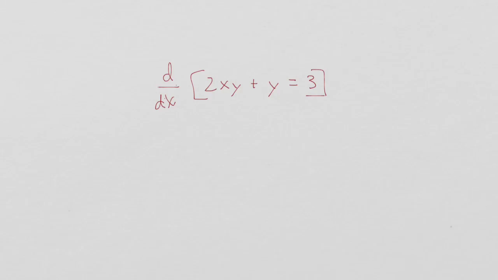Okay, so let's take the derivative of 2xy plus y, which equals 3. This, again, reminds us to take the derivative. That means take the derivative with respect to x. So this is going to get a little bit weird. When we take the derivative of 2xy, we need to use the product rule because we have the product of 2x multiplied by y. So I'm going to start by just rewriting this differential out in front of each one of these terms.